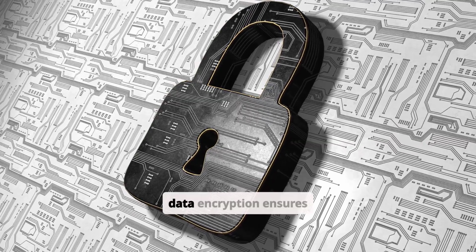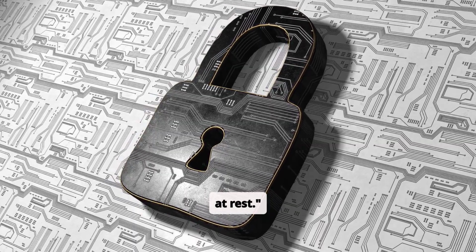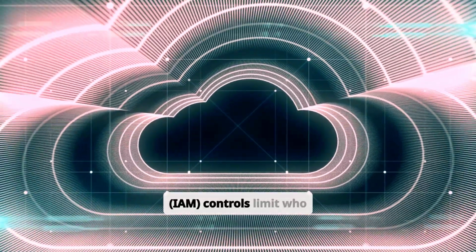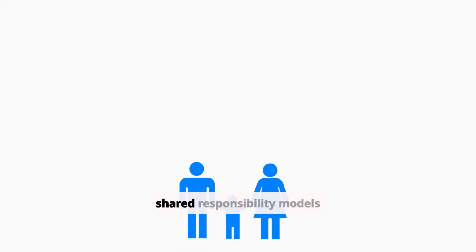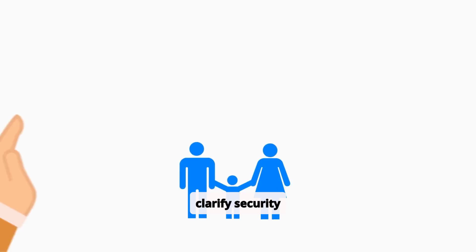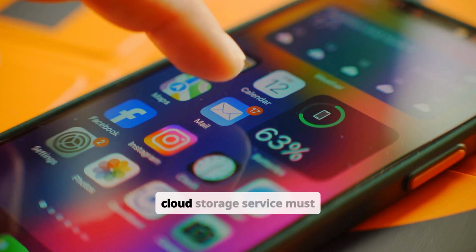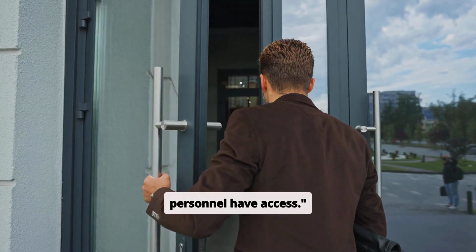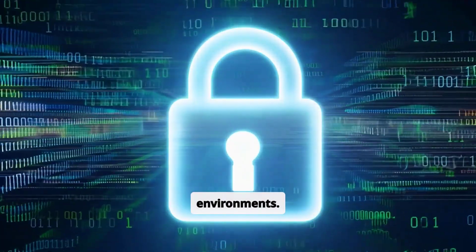First, data encryption ensures that sensitive information remains protected in transit and at rest. Second, identity and access management controls limit who can access cloud resources. Third, shared responsibility models clarify security obligations between the cloud provider and the organization. For example, an organization using a cloud storage service must ensure that files are encrypted and that only authorized personnel have access. Encrypt sensitive data stored in cloud environments.